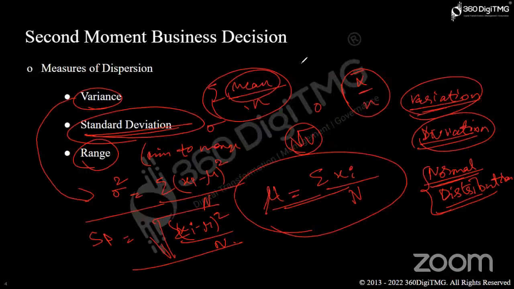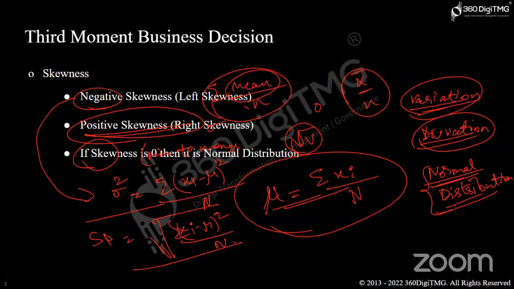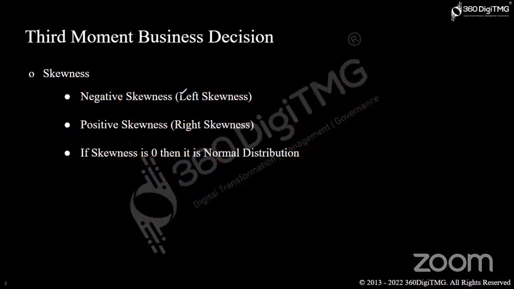Now, moving on to the next, we have skewness: negative skewness, positive skewness, and if skewness is 0, then it is normal distribution. All these help us to understand the data. Let's say for example I've written like this.